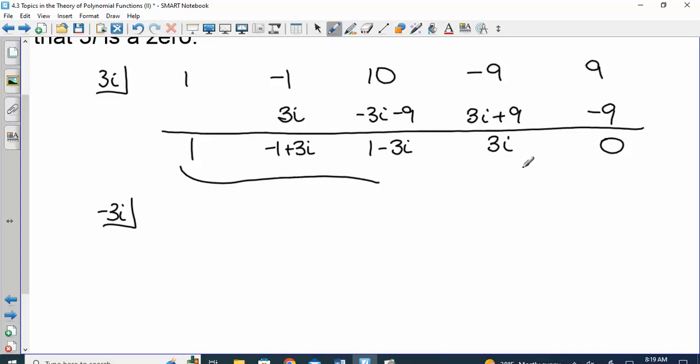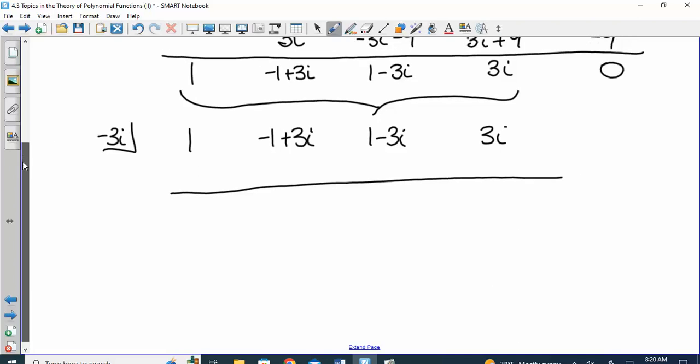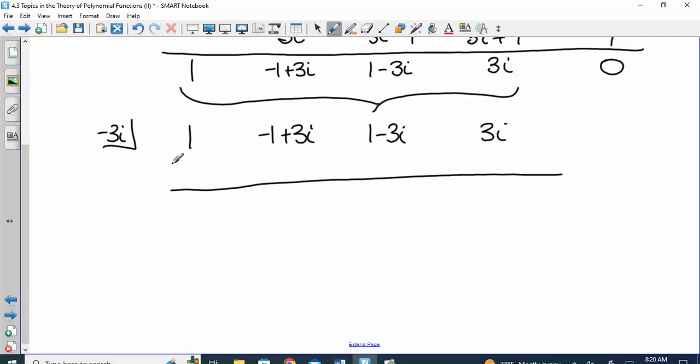So we have to go to the next one. This was my remainder. This is my remainder. We need just the coefficient piece. So I'm going to put the 1, negative 1 plus 3i, 1 minus 3i, and 3i. In this step, all of my i's should disappear. The first division is the ugly one, but after this, it's going to get much nicer.